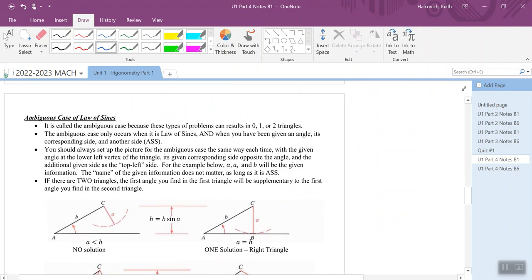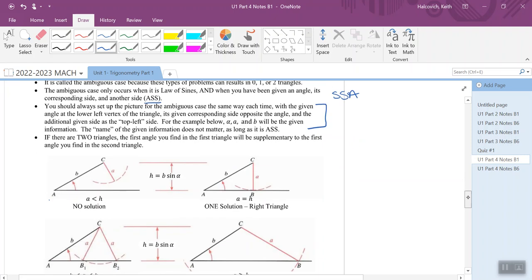Now, there is a special case of law of sines, which is called the ambiguous case, and that is when you're given an angle and 2 sides. You can call it side-side angle. And you should always set up, this is an important step here, you should always set up the picture the same way each time, with the given angle as the lower left vertex. So depending upon which letter is the given angle for the side-side angle, you want to put that in the lower left. If there are 2 triangles, the first angle you find will be supplementary to the first angle in the second triangle, and we'll talk about that too.